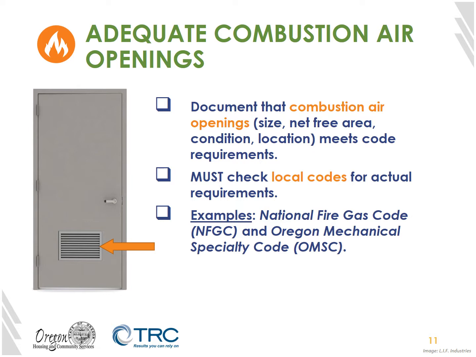Additionally, we need to check for adequate combustion air openings. When you're performing a comprehensive combustion safety test, we need to document that combustion air openings in terms of size, net free area, condition, and location meet code requirements. And it's critical that we check our local codes for the actual requirements because these can vary from state to state or jurisdiction to jurisdiction. Some examples of codes that regulate combustion air openings include the National Fuel Gas Code, as well as the Oregon Mechanical Specialty Code.